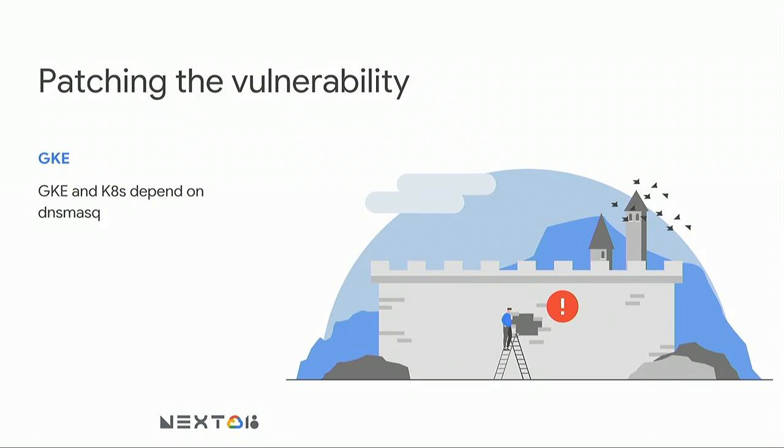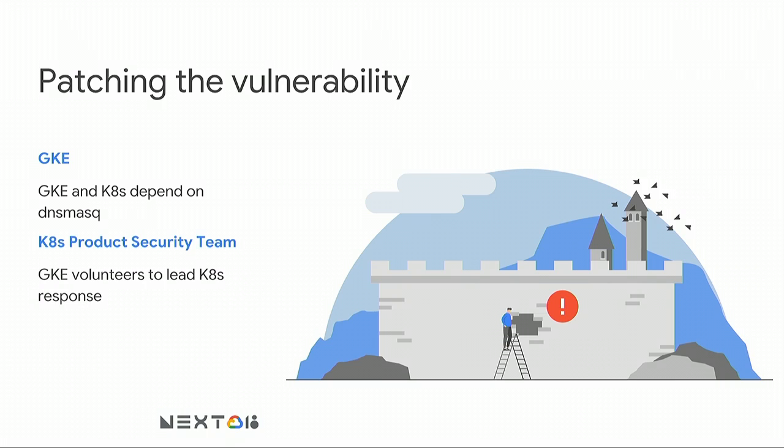So what did this mean for GKE? Internally, we identified that GKE and Kubernetes depended on DNSMasq. That meant we knew we were vulnerable, so we kicked off the Kubernetes security response process. That starts with us emailing the Kubernetes product security team, which we actually sit on as well. That's a handful of representatives from companies like Google, Microsoft, Red Hat.